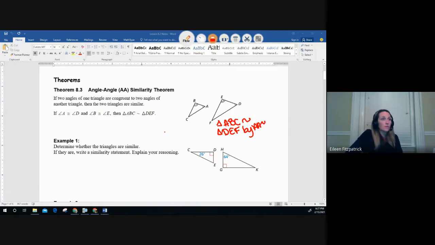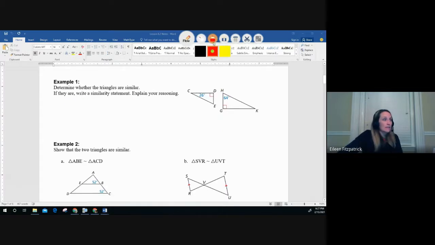Okay, so for example 1, it says, determine whether the triangles are similar. If they are, write a similarity statement and explain your reasoning. All right, so the triangles are not oriented the same way, right? I have my 90-degree angle here, my 90-degree angle there. If it's helpful, you may want to sketch the two triangles so that they are oriented the same way on the paper. Sometimes it's helpful for students and for naming purposes. All right, so I have my 90-degree angle and C is my 26-degree angle.